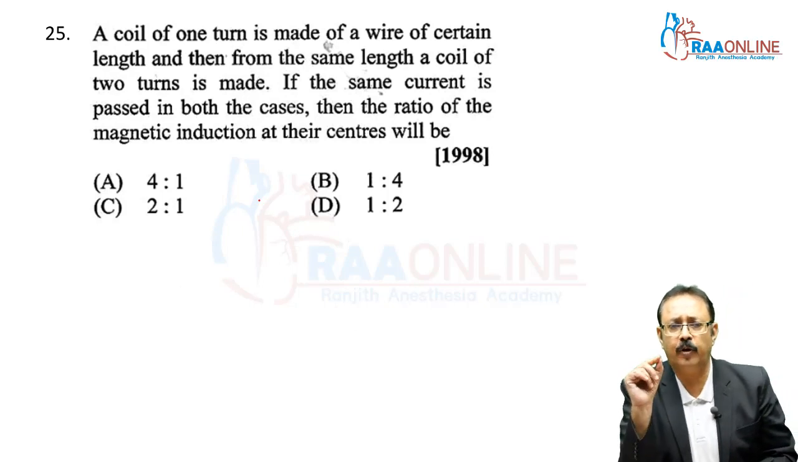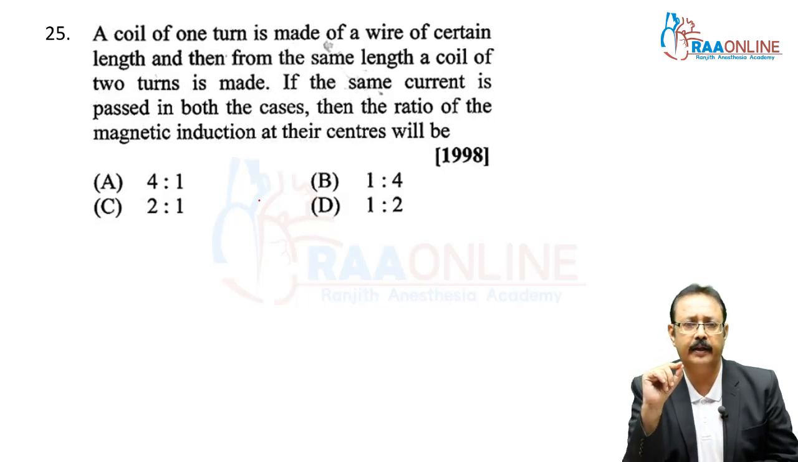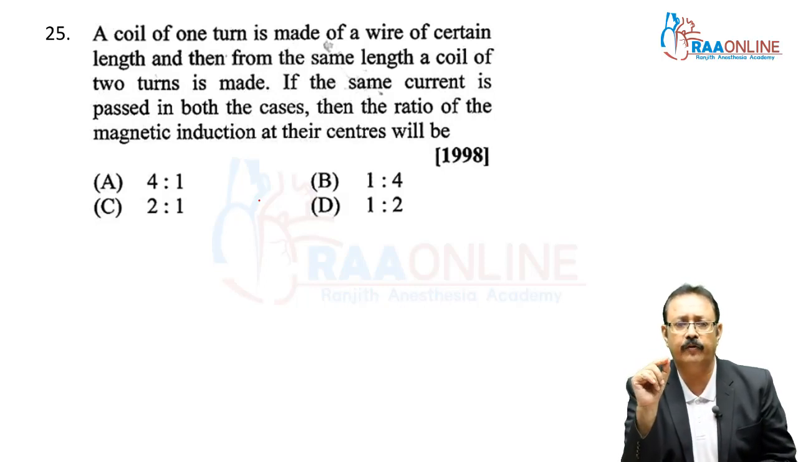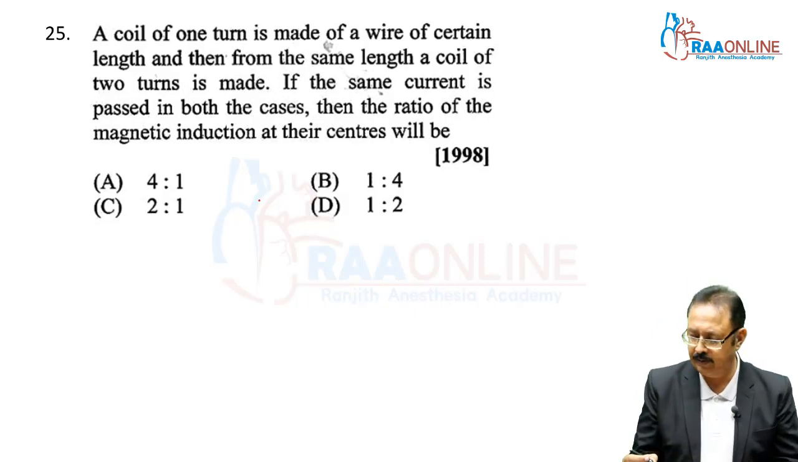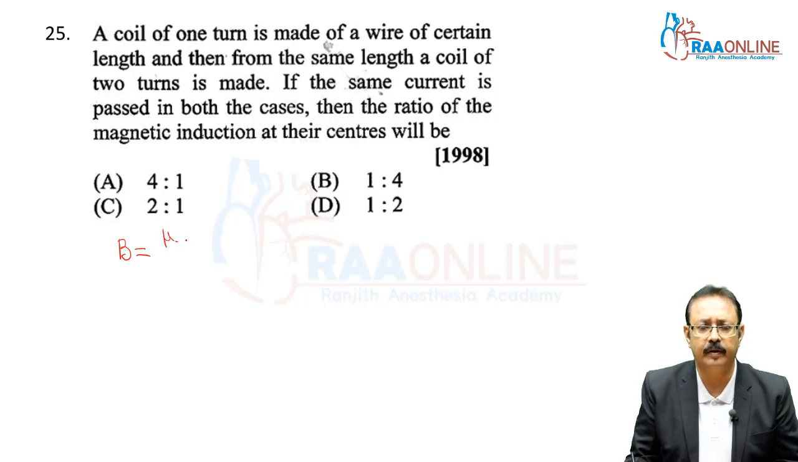Next, it is from 1998 AIPMT. A coil of 1 turn is made of a wire of certain length and then from the same length a coil of 2 turns is made. If the same current is passed in both the cases, then the ratio of magnetic induction at their centers will be, we know that. What is the formula for magnetic induction? Mu naught Ni by 2R.